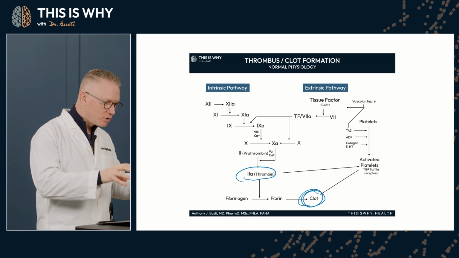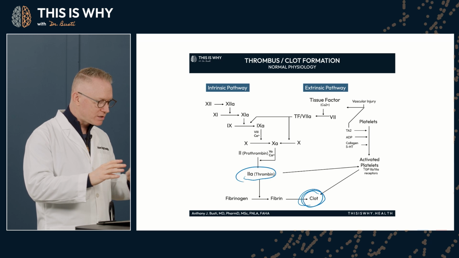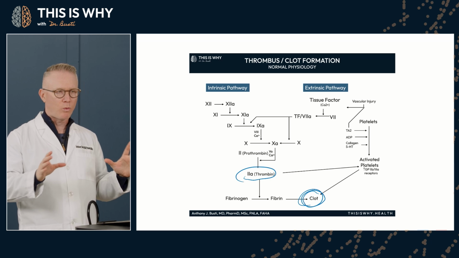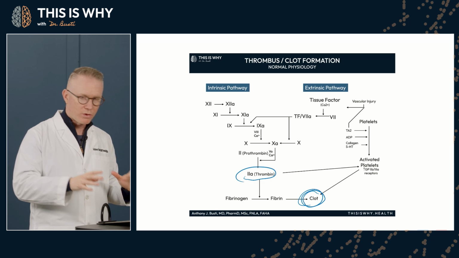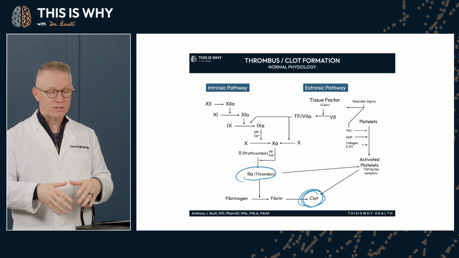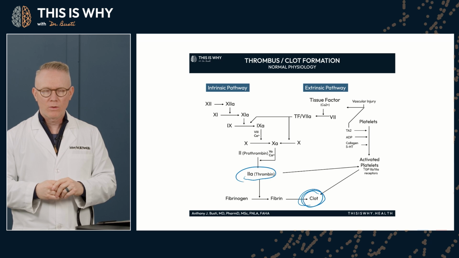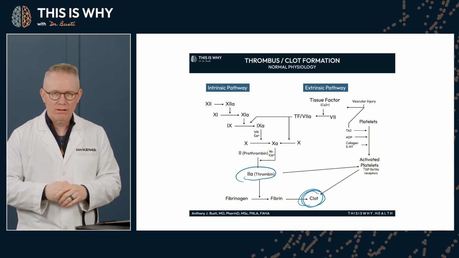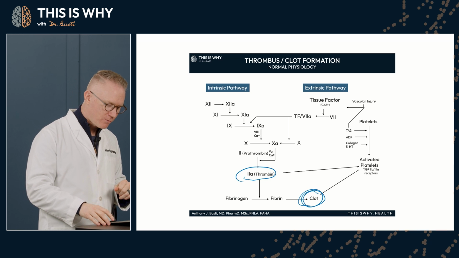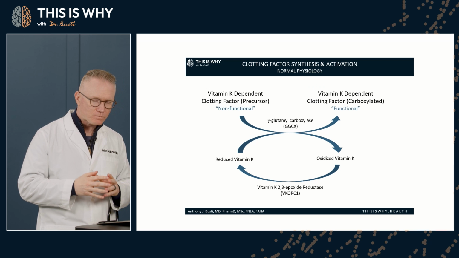Now, you see these clotting factors. There's all these numbers, Roman numerals, and things like that. What are those? Well, those are clotting factors. They need to be made, and many of them have a little A next to them. Well, what is that A? That is being an active form. So let's talk about that.